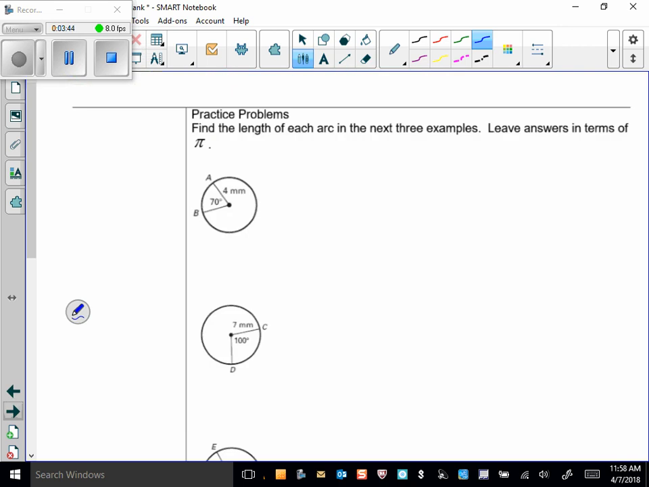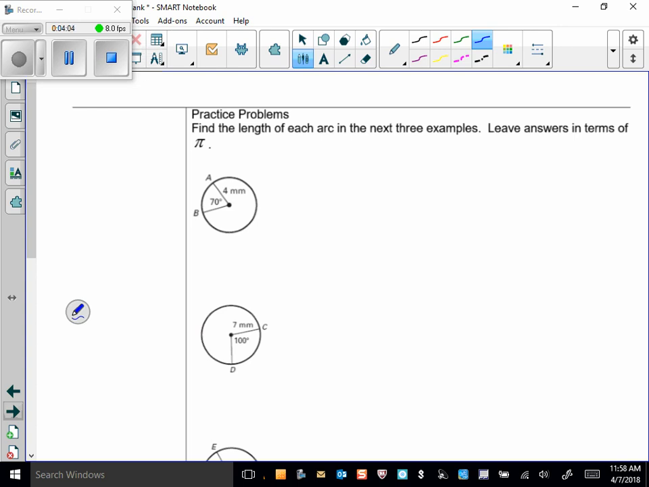So we got some practice here. So how about if I do one of these, and then you can do the rest of the practice, and then we'll move on to area. All right, so the first one says, find the length of each arc in the next 3 examples. Leave answers in terms of pi.